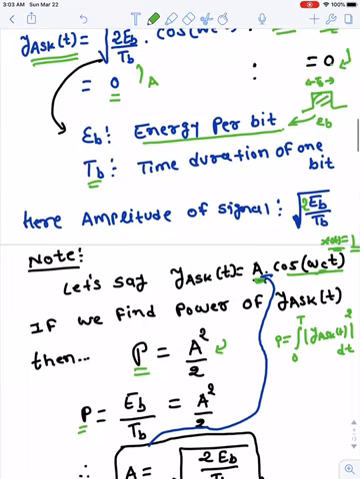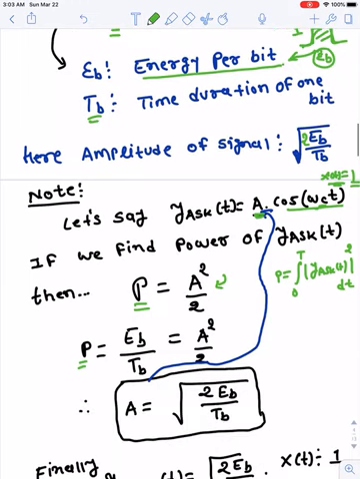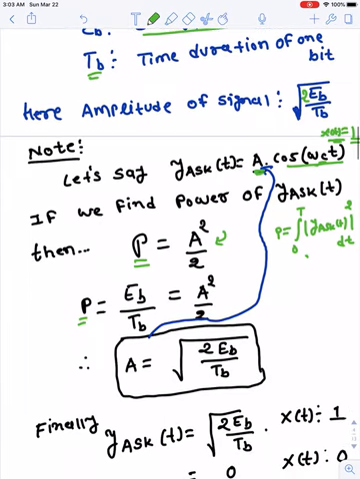So here we have already discussed, if there is a pulse which represents a 1, and if the energy of this pulse is EB and the time duration of this pulse is TB, then the ratio of EB by TB will give us the value of power. But the power also can be represented as A square by 2 as per this formula. So if we correlate both of these, EB by TB and A square by 2, and find the equation in the form of A, then A can be identified as square root of 2 EB by TB.